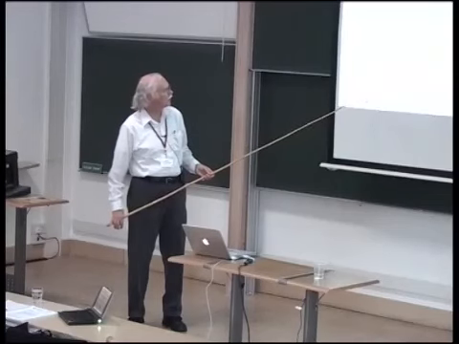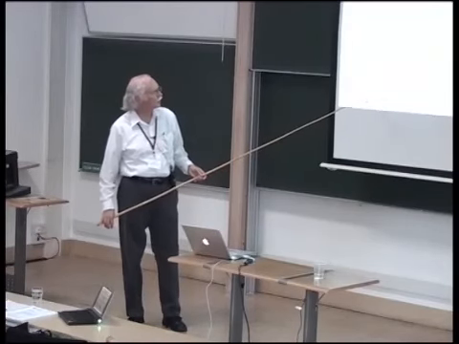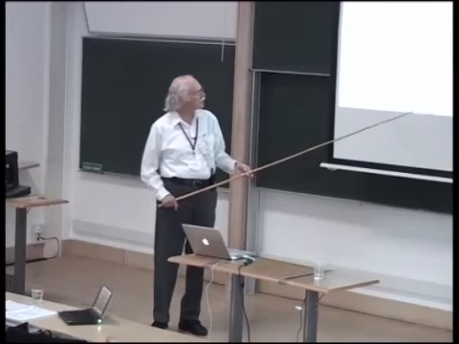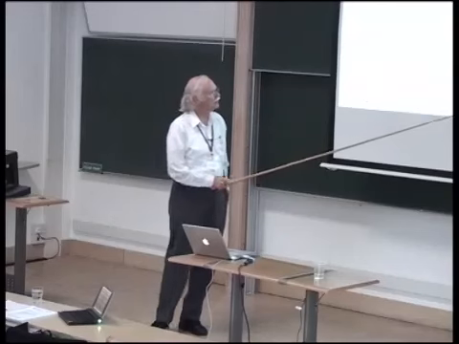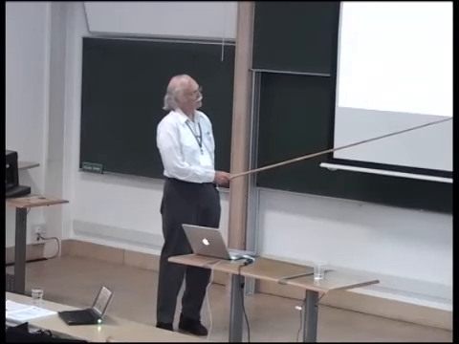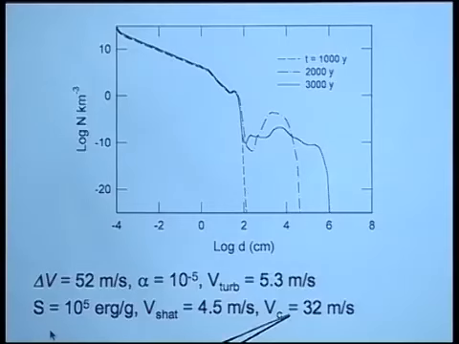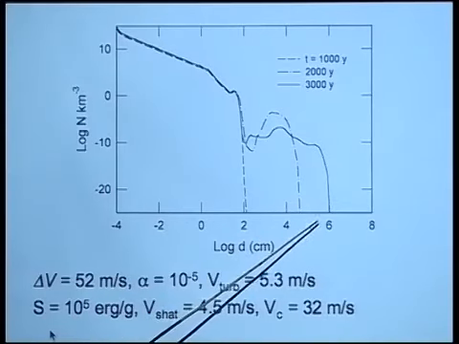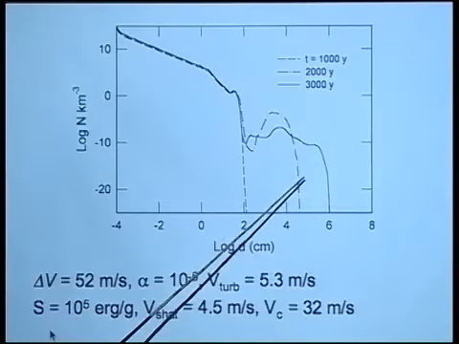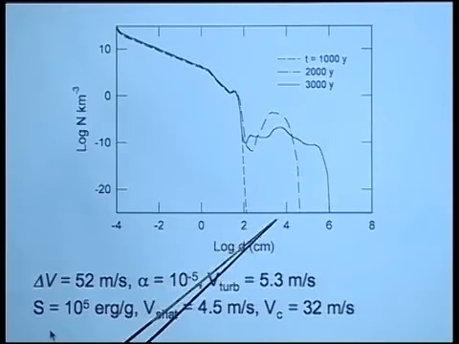Even though the impact strength is rather low, 10 to the 5 ergs per gram, and the shattering velocity is therefore low, I've picked the erosion parameters such that you still need a fairly high impact velocity to erode these things. And even though we do have a little bit of turbulence in here, it doesn't inhibit the growth. And again, after a few thousand orbital periods, we are growing things to kilometer size or bigger.